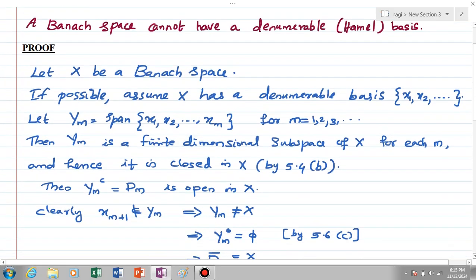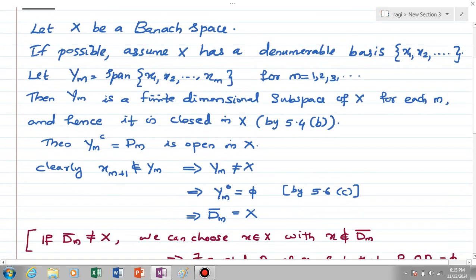Also, by the definition, clearly the point x(m+1) is not an element of the space Ym, because Ym is the span of the first m elements. So clearly x(m+1) is not an element of Ym. This means that Ym is not equal to X. And so by Theorem 5.6 part c, we can say that the interior of Ym is empty. This means that the closure of Dm is equal to X, that is, each Dm is dense in X.